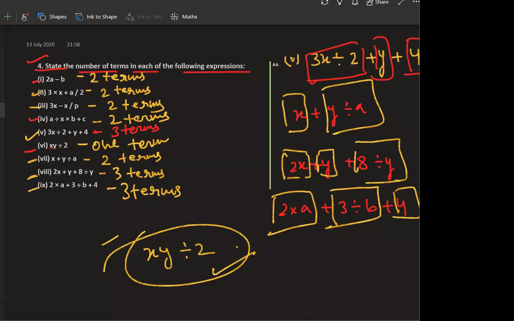Maybe the answer is wrong. The answer is not right every time in the back side, okay?